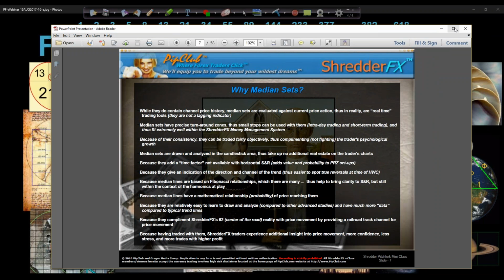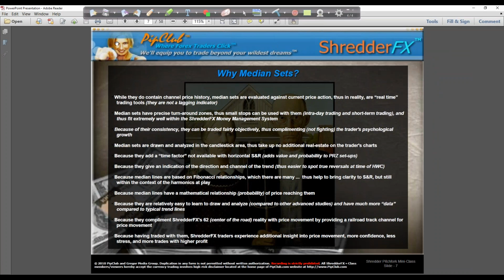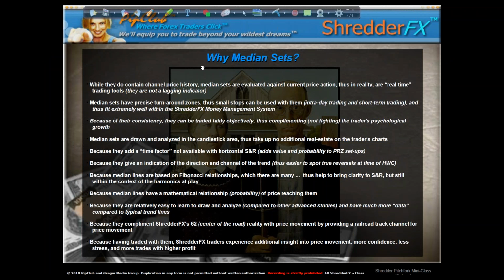All right. And granted, I can't present all of this because I can't do but so much in the time frame. I'm already going over where I wanted to be at this point. So let me just move through this kind of quickly. Why median sets? Now, median sets, as you're going to find out in another few seconds, is another name for pitchforks.